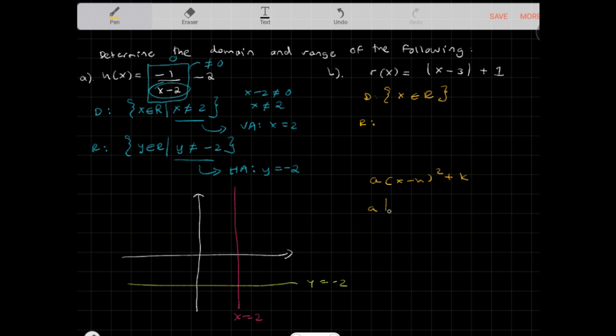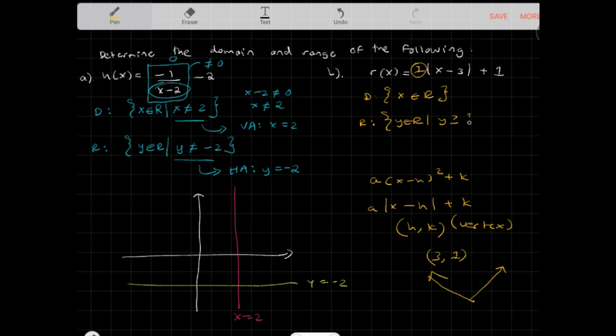For absolute value functions, you can think about it as a times the absolute value of x minus h, plus k, and h and k are your vertex, right? So h and k is your vertex, and in this case, the vertex itself is (3, 1), okay? We'll look at this more when we look at transformations. Because the a value here is 1, it's going to be an upwards V shape. So we're going to say y is greater than or equal to 1, okay?